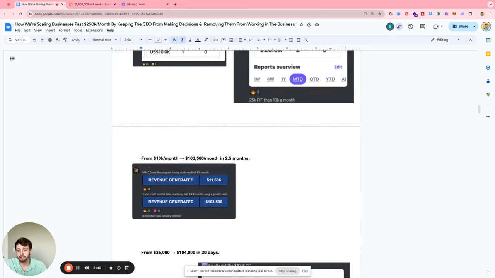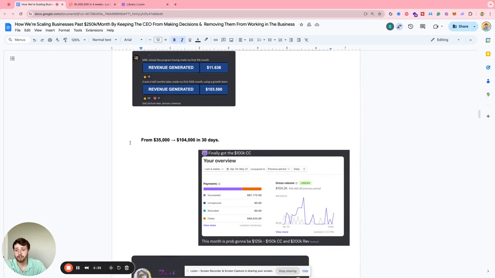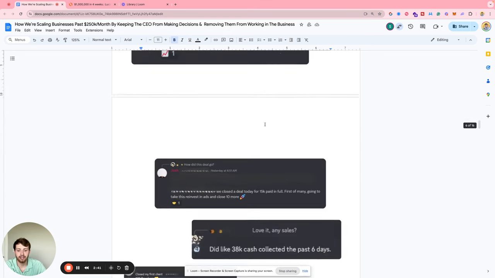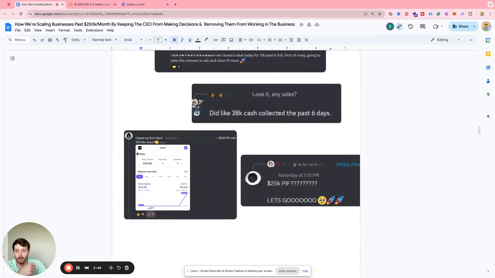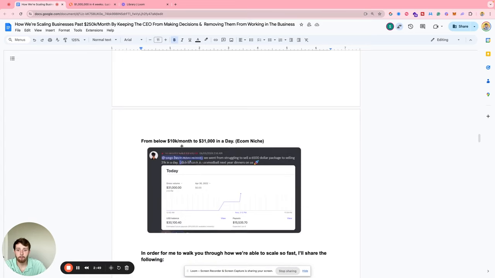And then we've also taken this business from 10K a month to 103.5K per month in 2.5 months. As you can see right here, revenue generated when they first joined the program made their first 10K month, and then a month and a half after they joined, made the first 100K per month using a growth team. And then we took this one from 35 to 104K in 30 days, 28K in 2 days, 18K cash collected. You guys can pause the video and read some of these. 10K paid in full, 10% rev share, 25K PIF, from 10K per month to $31,000 cash collected in a day in the e-com niche.